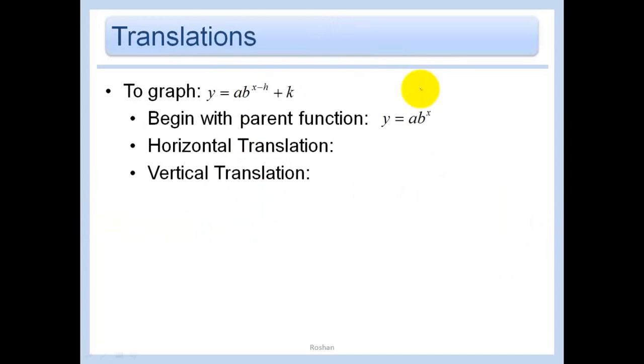As we just talked about in the last example, when we want to graph something of the form y equals ab to the x minus h plus k, you begin with the parent function y equals ab to the x. The horizontal translation is just h units right. By default, you go right. So if it's a minus, you go right. A vertical translation of k units up. Again, by default, if there's a plus there, it goes up.